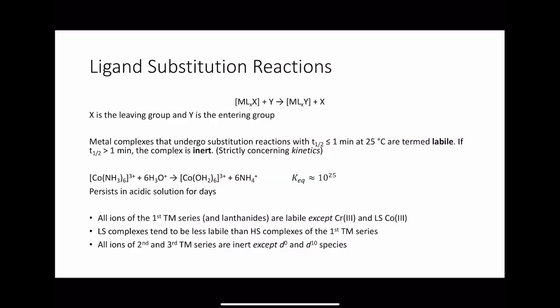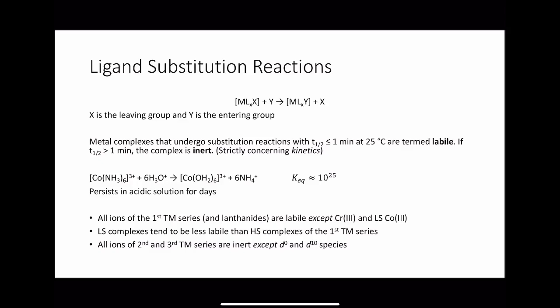Let's start off with the discussion of ligand substitution reactions. These are pretty straightforward. So if we consider we have some leaving group X and some entering group Y, we can evaluate the process as ML_n X plus Y goes to form ML_n Y plus X. Again, just the typical notation that we use for this. X is a leaving group comparable to what we had in organic chemistry, and then Y is the entering group.